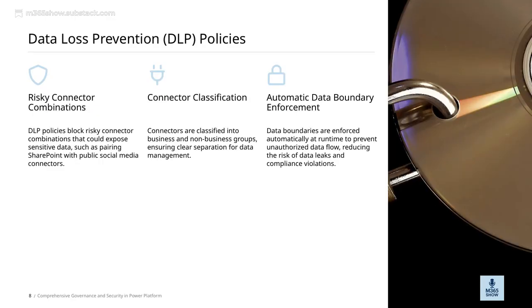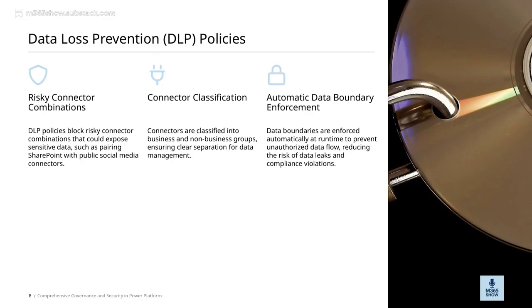Let's take a closer look at data loss prevention, or DLP, policies within the Power Platform. These policies are essential for ensuring comprehensive governance and security. One of the key features is that data boundaries are enforced automatically at runtime. This means that the system actively prevents unauthorized data flows in real time, helping to reduce the risk of data leaks and ensuring compliance with regulations.